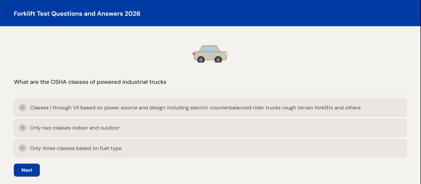Continuing. What are the OSHA classes of powered industrial trucks? Classes 1 through 7, based on power source and design, including electric counterbalanced rider trucks, rough terrain forklifts, and others. Each class has different characteristics and hazards. Know which class you're operating and the specific rules that apply to it.